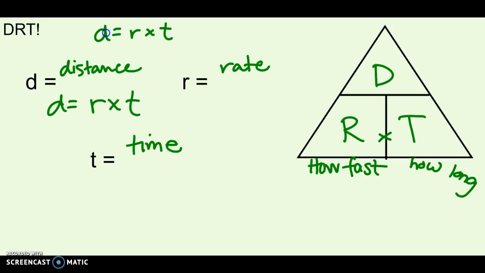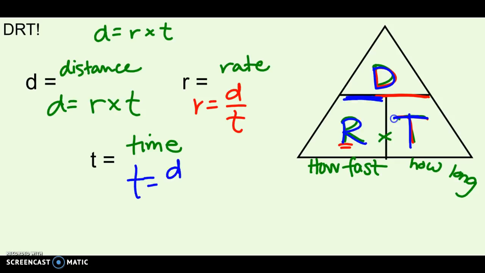Rate, R, if they're looking for how fast you're going, I can go back to my triangle. And the rate here is going to be the distance divided by the time, right? So rate is distance divided by time. And then the last one, if they ask me how long it takes and I'm looking for time, time is equal to the distance divided by the rate. So time is equal to distance divided by the rate, okay? So we're going to go through and do one quick example of each one, and we'll do more in class together.